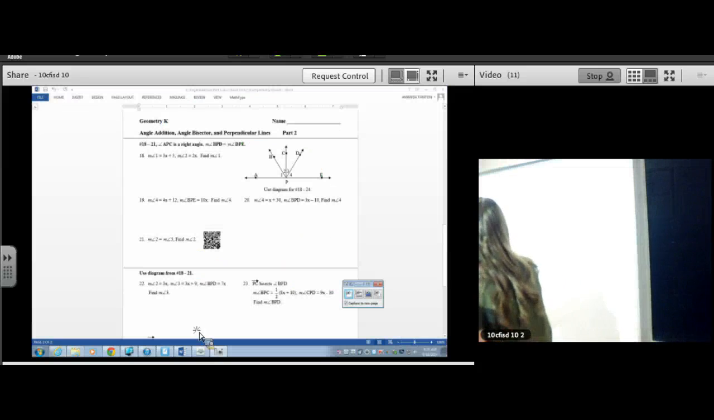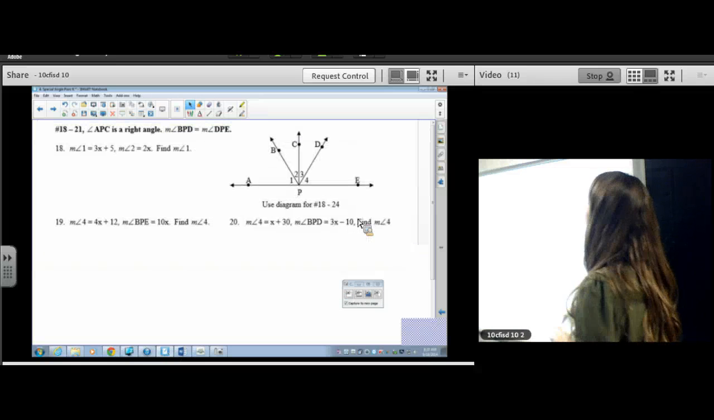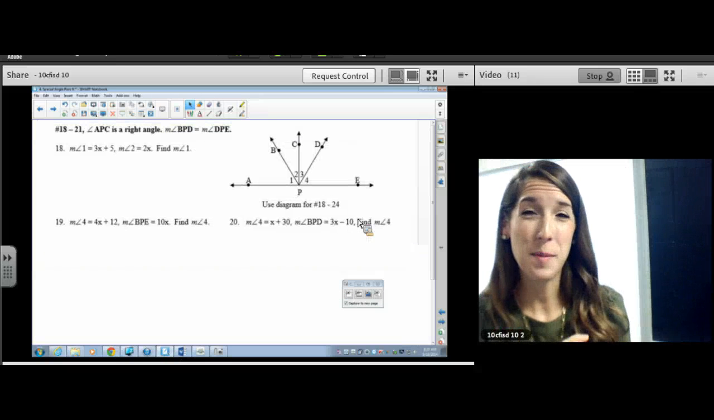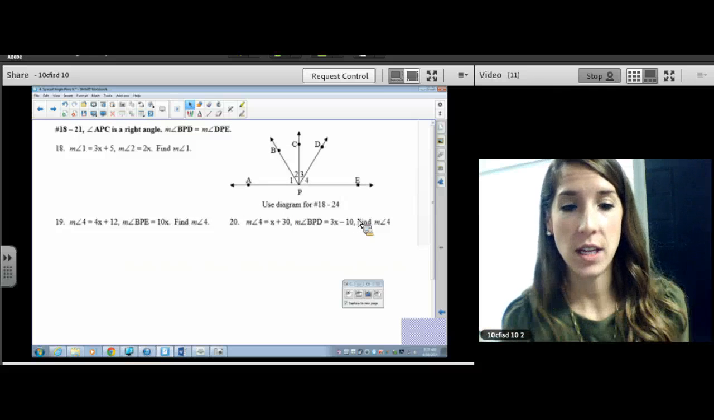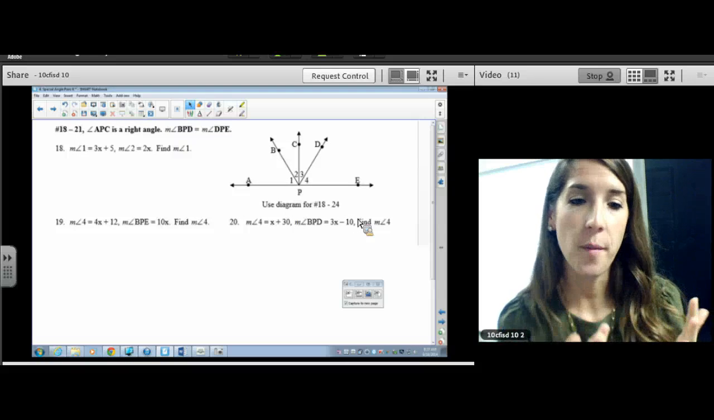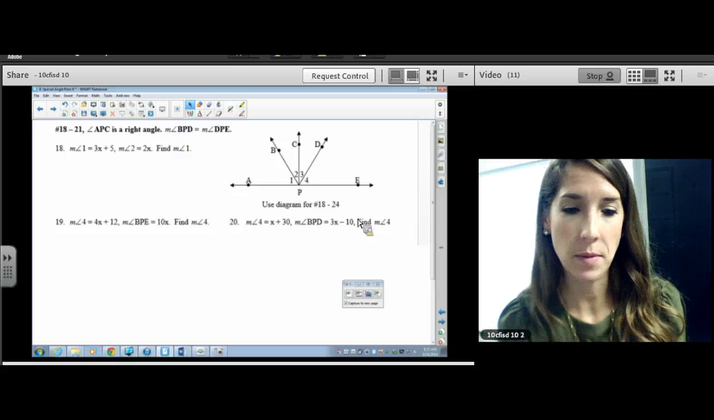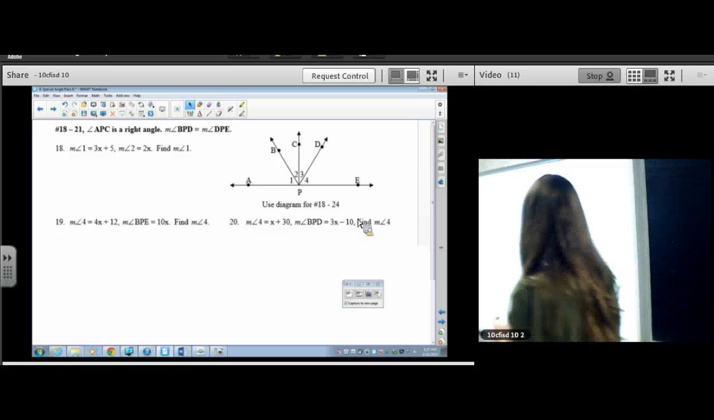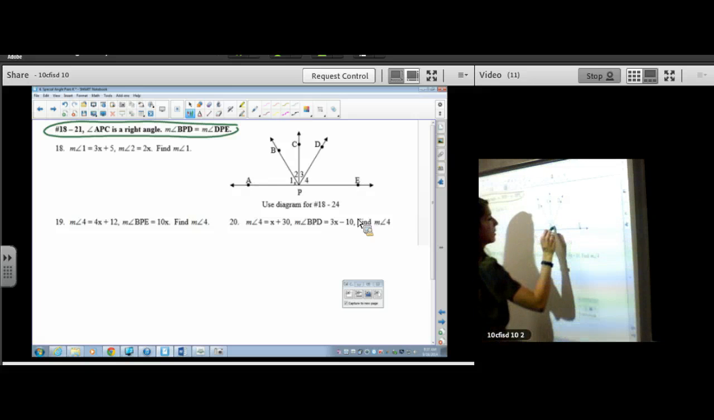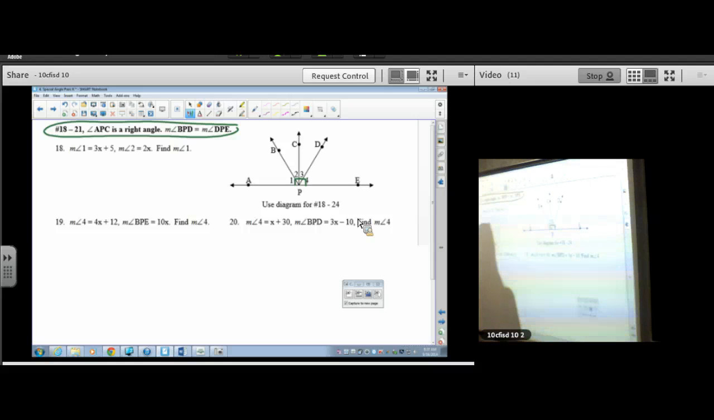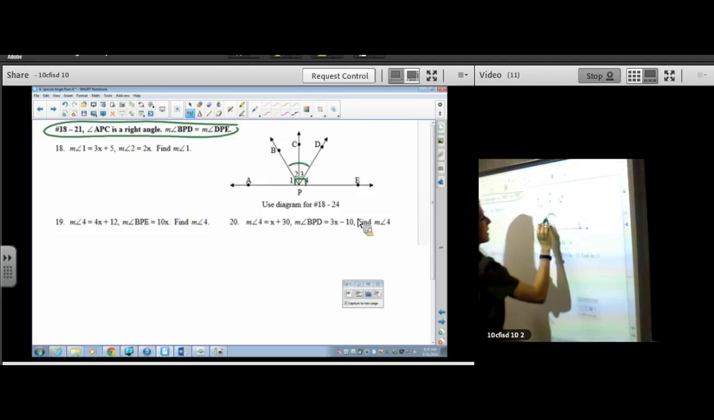So, once again, we gave you another diagram that you had to use over and over. So be careful. You use the diagram, but then you need to erase everything and use it again for the next problem. The information from problem 18 does not carry over to problem 19. So on number 18, first, we need to use this information that's given to us right here. APC is a right angle, and BPD is congruent to DPE. So this angle is congruent to this angle.